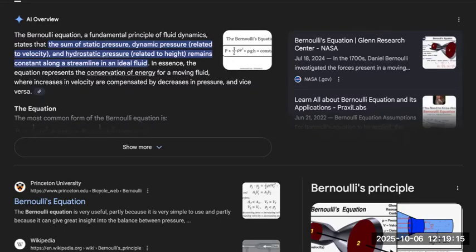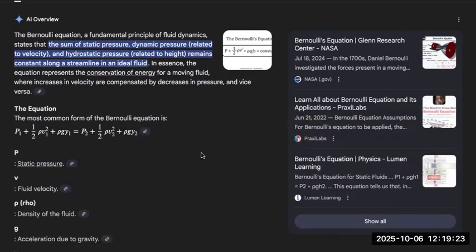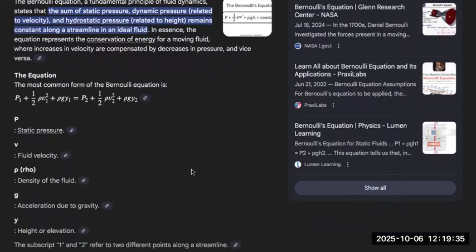So as you see over here, the Bernoulli equation is a fundamental principle of fluid dynamics and states that the sum of static pressure, dynamic pressure, related to velocity, and hydrostatic pressure related to height remains constant along a streamline in an ideal fluid. In essence, the equation represents the conservation of energy for a moving fluid, where increases in velocity are compensated by decreases in pressure and vice versa.